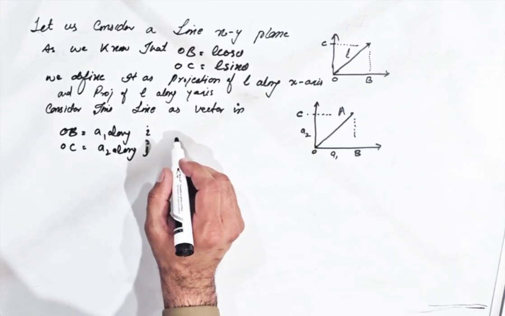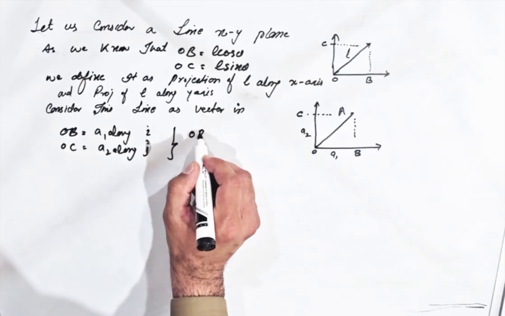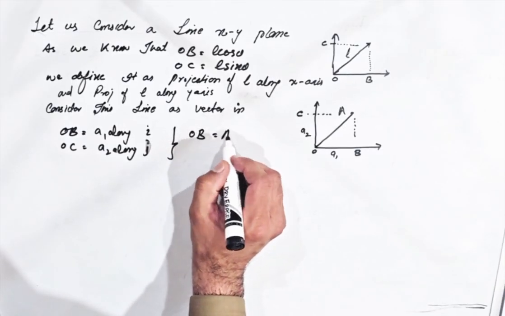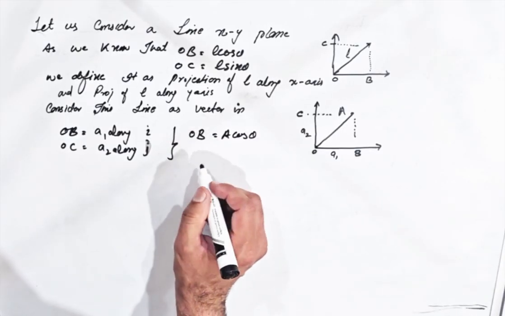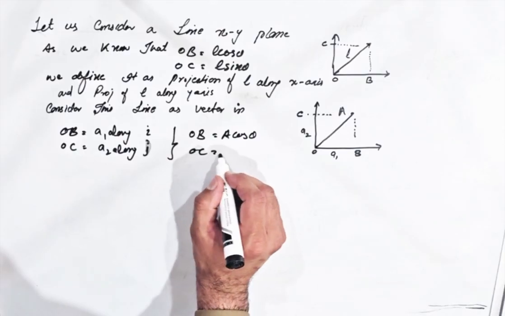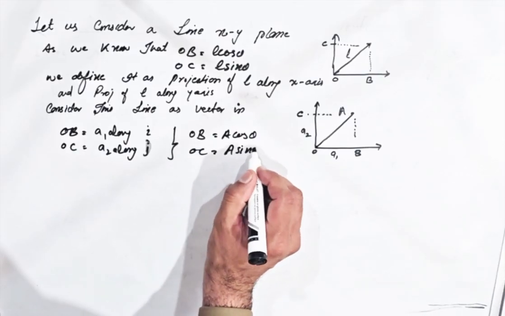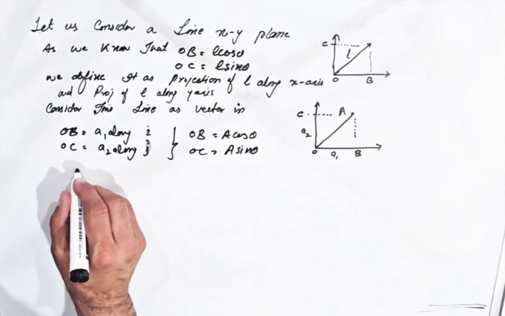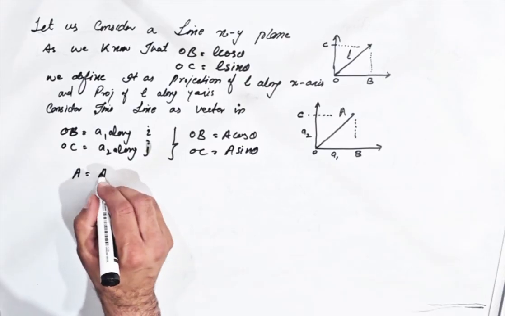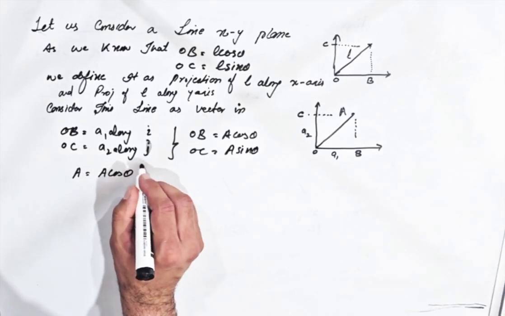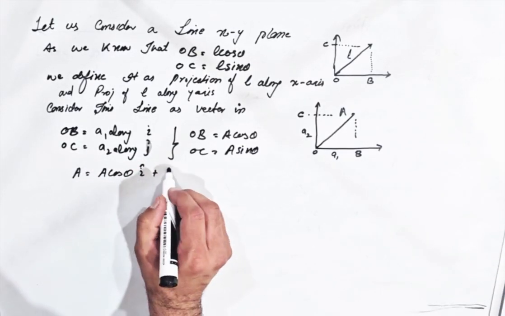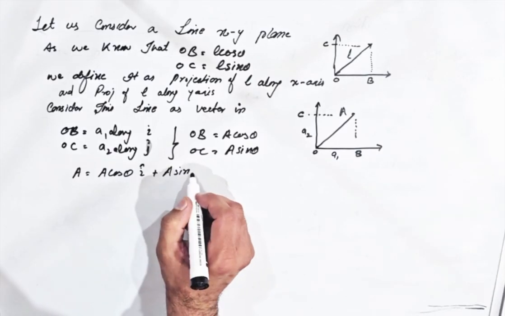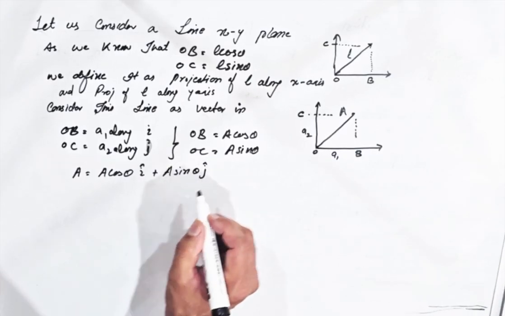You can also define it as OB is equal to A cos theta and OC is equal to A sin theta. Vector A is A cos theta I plus A sin theta J.